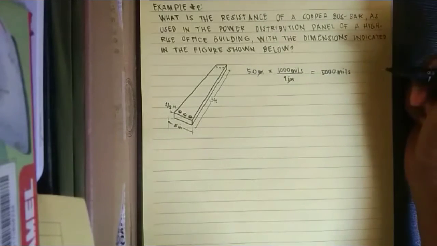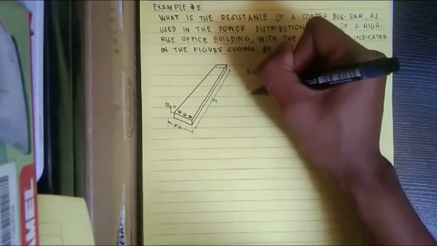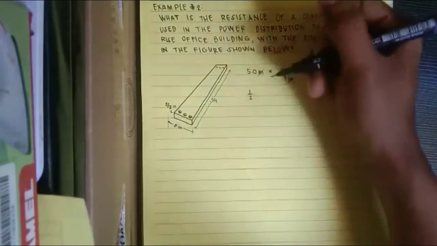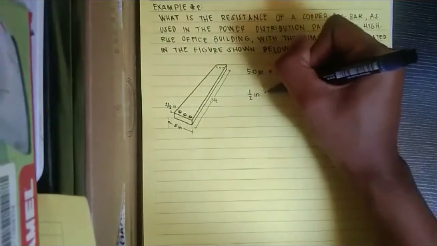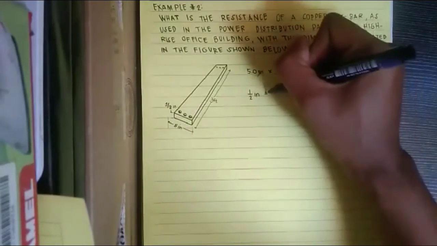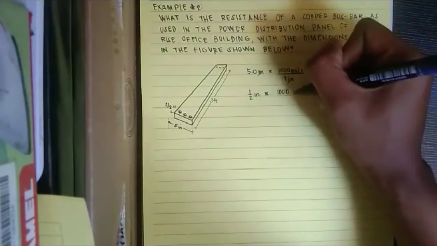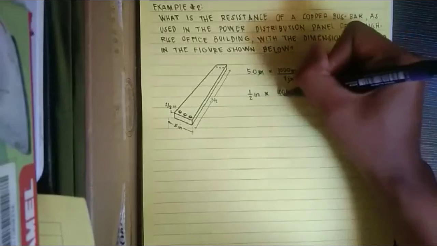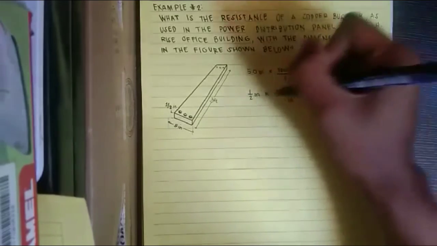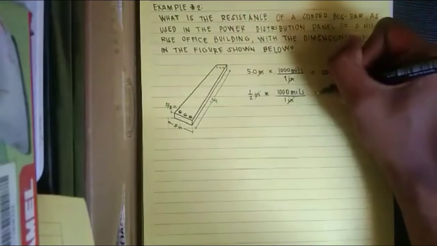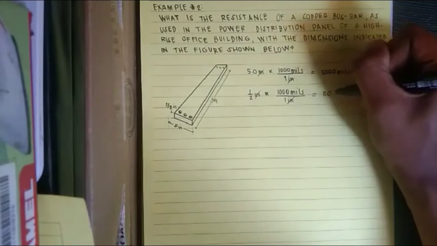Same process lang din dun sa 1/2 inch. Convert natin into mils. 1/2 inch times 1,000 mils all over 1 inch. Cancel yung unit ng inch. Kuha yung sagot na 500 mils.